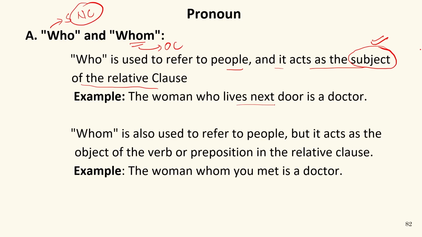The woman who lives next door is a doctor. It means here we are talking about the woman, and woman is a subject over here. Who lives. Here lives is used for the word woman, and lives is a verb, an action. It means when we are talking about someone, it acts as a subject. Here woman is a person whom we are talking about in this sentence. Therefore, who is the relative pronoun to be used over here just because the woman is a subject in this sentence.